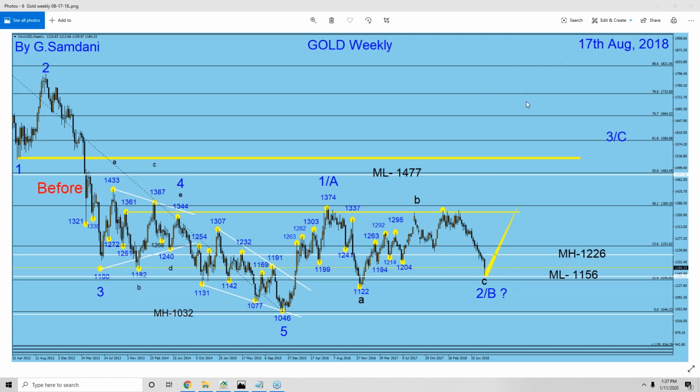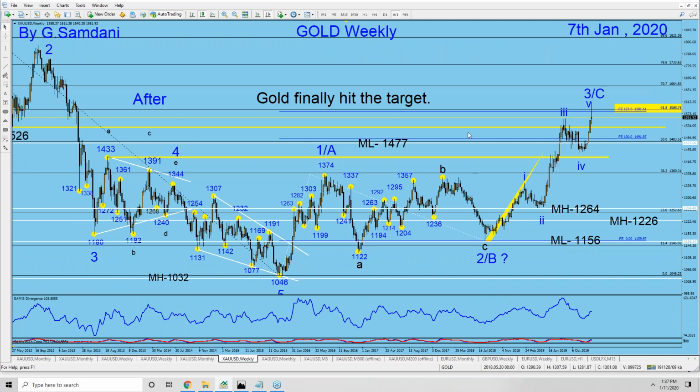So let's get started. By the way, this is the gold chart I made on August 17, 2018. So it's almost a year and a half ago, right? And I said that if we're going to be bouncing from here, going up, the target was this 3 or C, Elliott wave, around 161% of this whole drop. Look what happened. Now we are there. Target hit, right? After all this time.